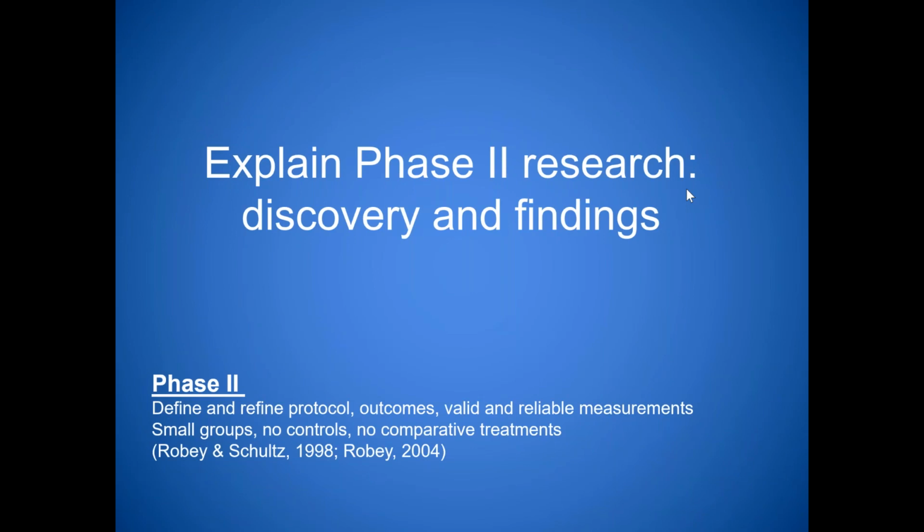So we call that phase 2. And that's where we define and refine our protocol, look at different outcome variables. We use valid and reliable measurements to assess our outcomes. And we've moved now into some small groups with controls, as you'll see, and some studies without controls still, as part of moving through phase 1 to phase 5 efficacy research. Next slide, please.